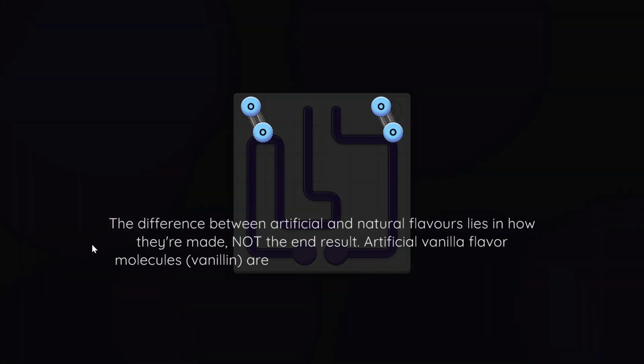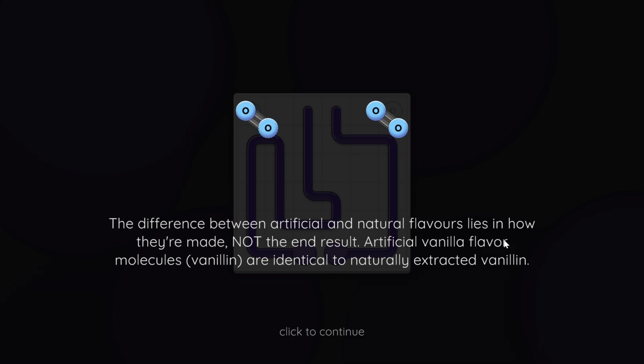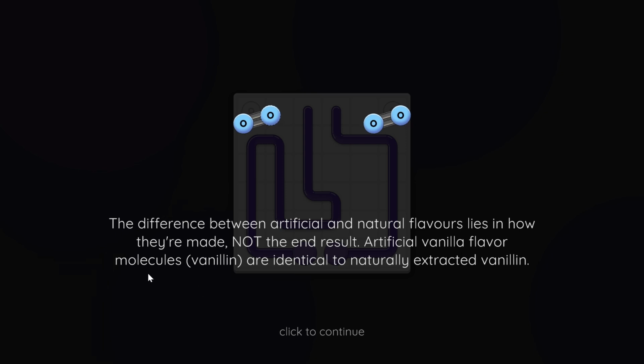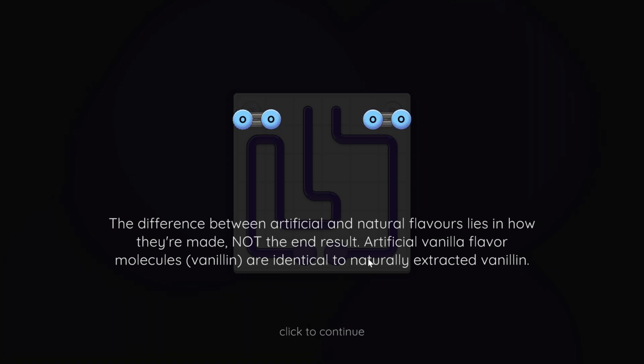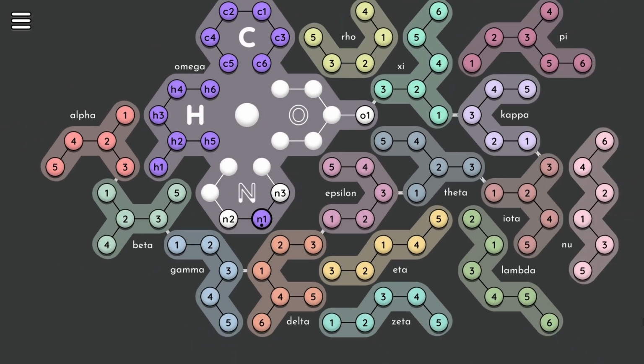The difference between artificial and natural flavors lies in how they're made, not the end result. Artificial vanilla flavor molecules, vanillin, are identical to naturally extracted vanillin, because you can just use chemical reactions to create molecules that produce flavor. So quote-unquote artificial flavors are not flavors that taste similar. They are literally just man-made versions of the molecules that create the flavor naturally.